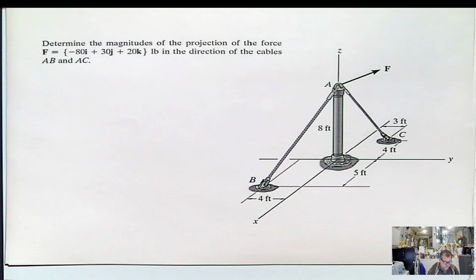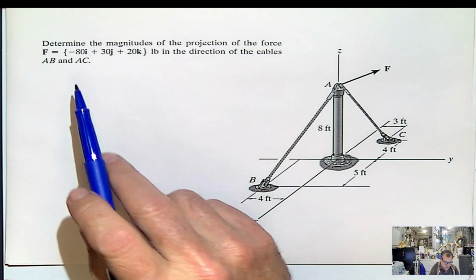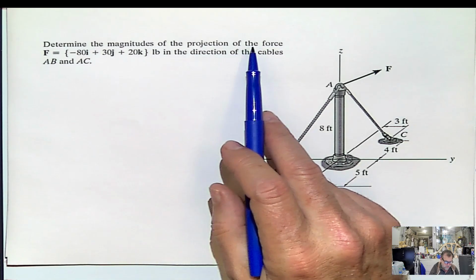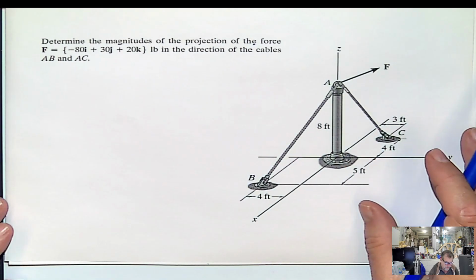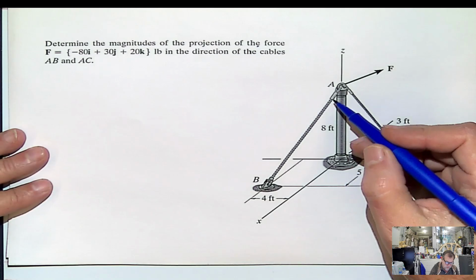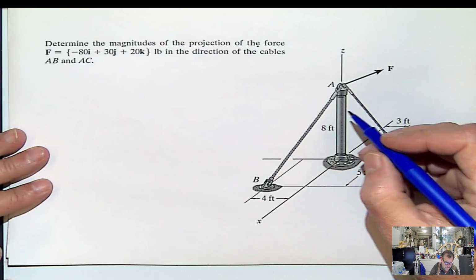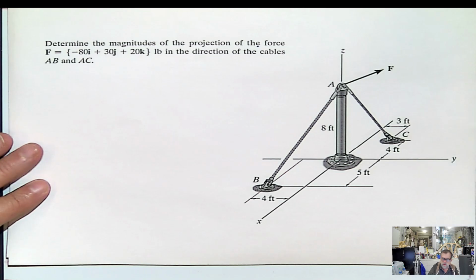Another problem. Determine the magnitude of the projection of the force, which is already given, in the direction of the cables AB and AC. So what do we need to do? You tell me.